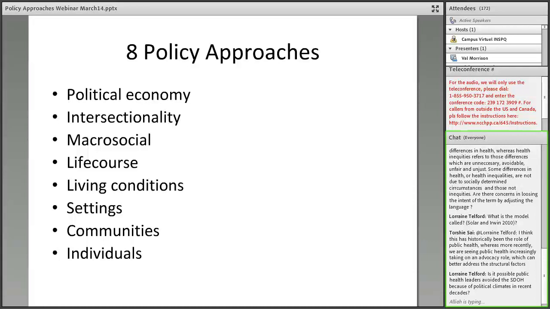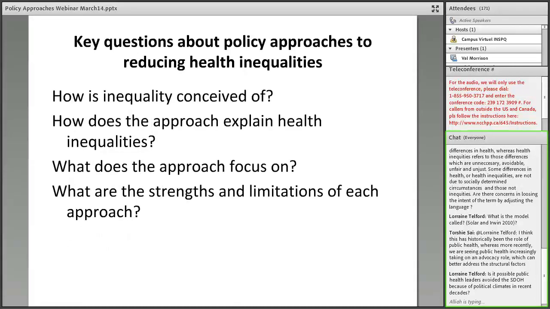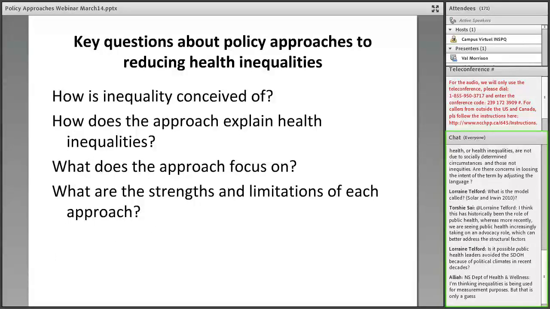As I said earlier, not all approaches to reducing health inequalities are explicit in their approach or in the underlying theory, epistemology, or methodology that they use, but we can tease out some commonalities in how they tend to answer a few key questions. So these are the key questions that Pascal and I asked of each of the approaches. And the first is, how is inequality conceived of? So if inequality is seen as the result of individual achievement or merit, that will tend to affect the types of policies that are proposed, as will viewing inequality as the result of income distribution or the access to power and privilege. And the second question that we asked is, how does the approach explain health inequalities specifically?